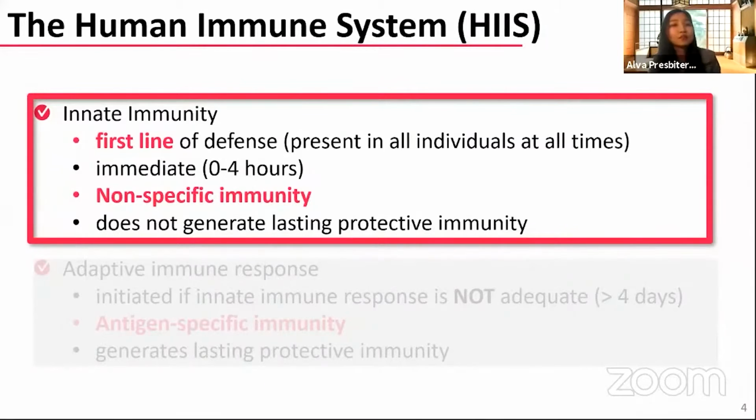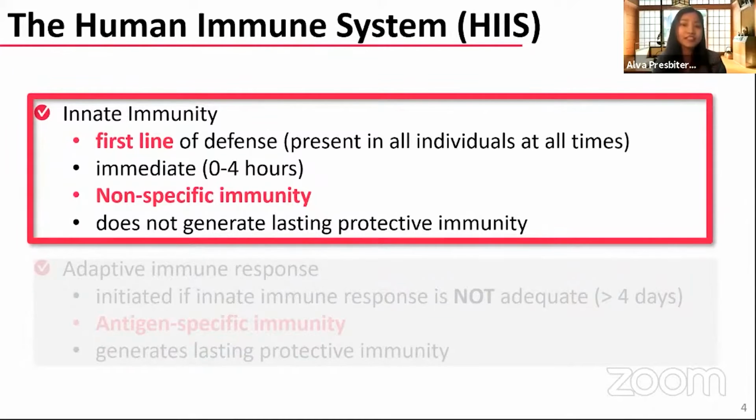The human immune system has two major arms. The first one would be innate immunity. The second is the adaptive immune response. But I will be focusing on the innate immunity. The innate immunity is the first line of defense. It is present in all individuals at all times. It is immediate. Therefore, it is very fast acting.